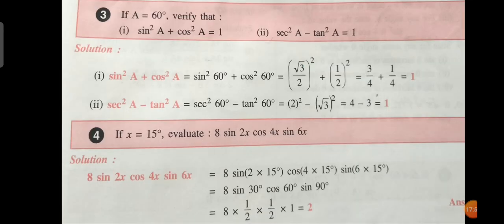Next is also given. A is 60 degree. You have to verify that sine square 60 plus cos square 60 is equal to 1. So you find sine square 60 plus cos square 60, and you will get the answer 1.